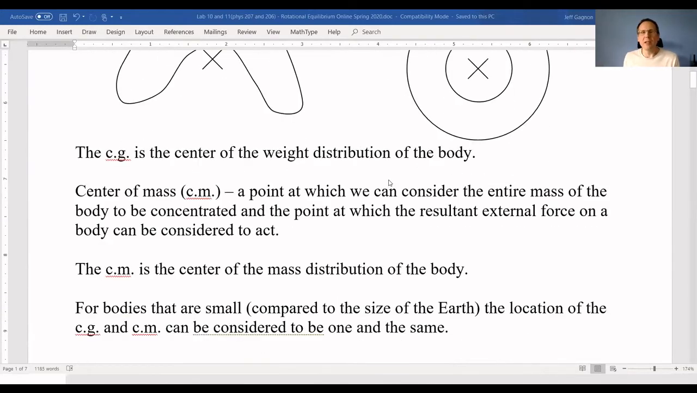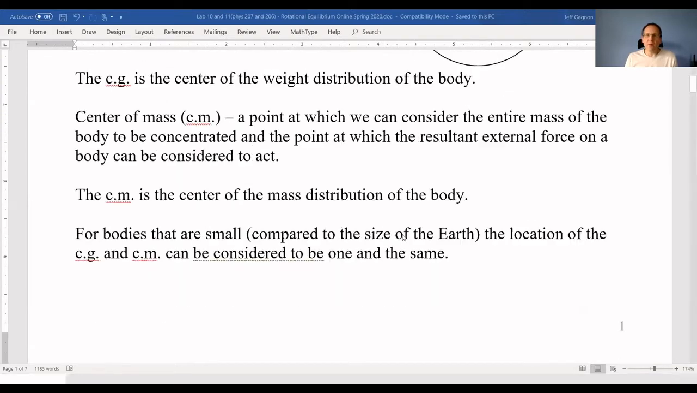All right, another definition, and this is going to sound very similar, and in effect it is, but there's a slight difference. It's called center of mass. It's a point at which we can consider the entire mass of the object to be acting. And you might think, well, what's the difference? It sounds like center of gravity and center of mass are exactly the same thing.